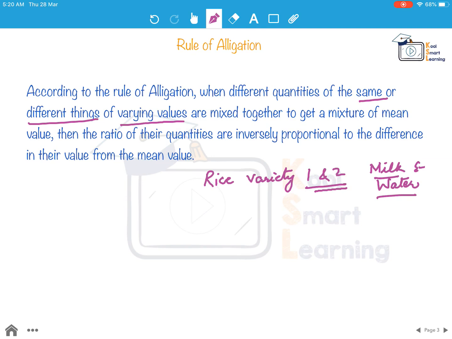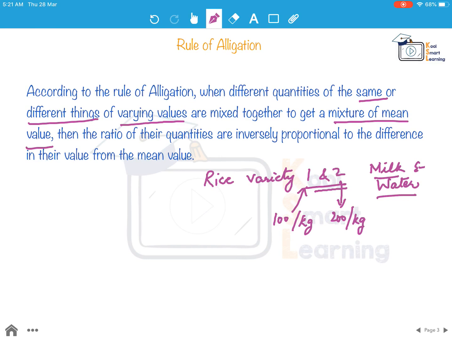Now why are we saying rice variety 1 and rice variety 2? Their values may be different. One of them may be 100 rupees per kg, the other may be 200 rupees per kg. So their values are different and these are mixed together to get a mixture of mean value, right? Obviously if we are mixing these two rice, one being 100 rupees per kg and the other 200 per kg, we are going to get a mixture rice which will have a different price, which will be the mean of these two, depending upon the quantities in which they are mixed.